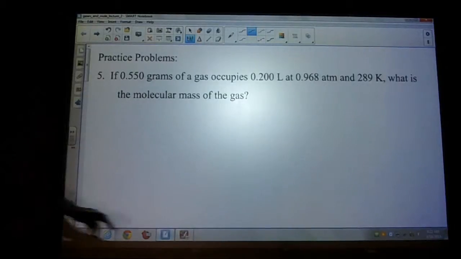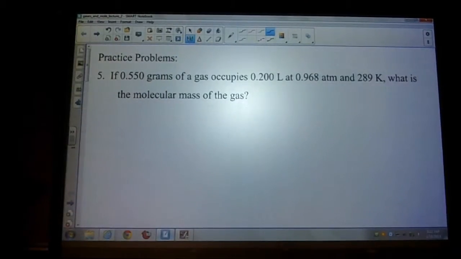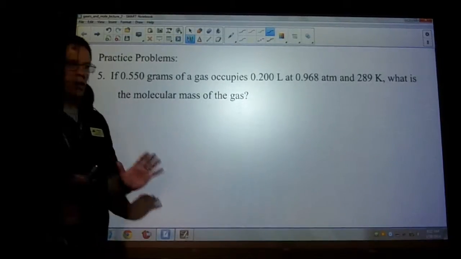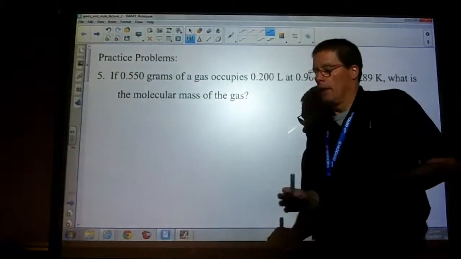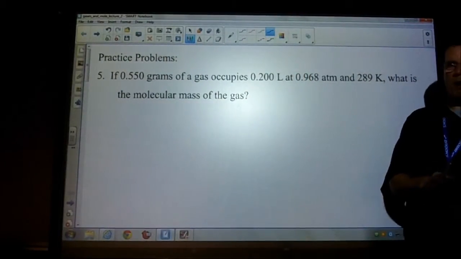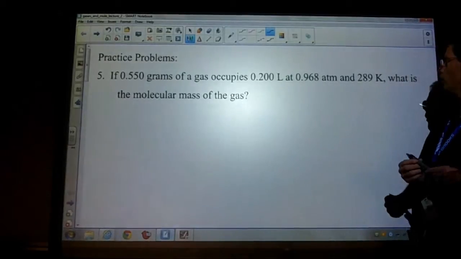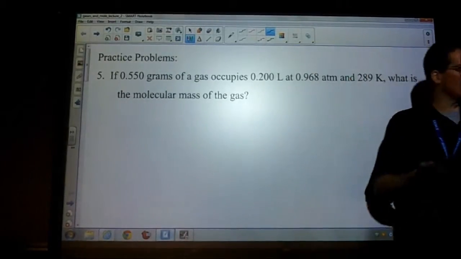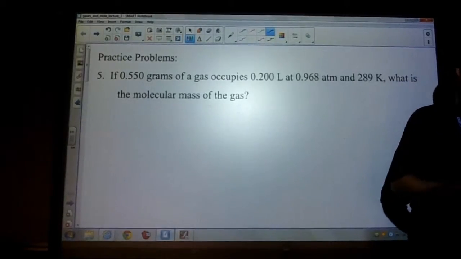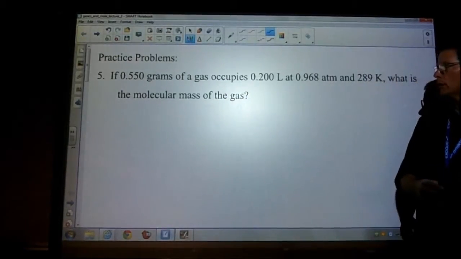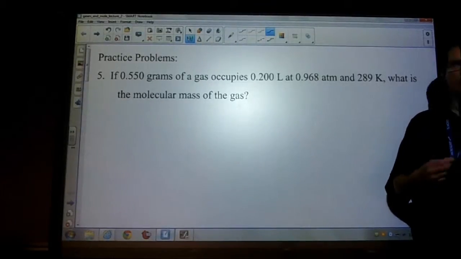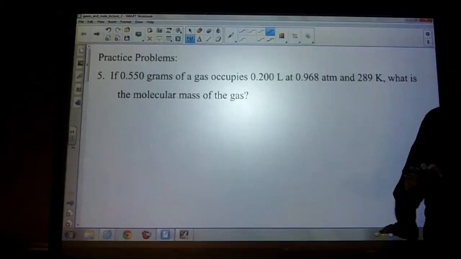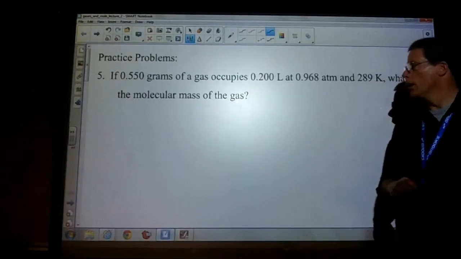All right, so here's the question. It asks, if 0.55 grams of gas occupies 0.2 liters at 0.968 atmospheres and 289 Kelvin, what is the molecular mass of this gas? Now, normally, if you see a mass for the gas, and I've been preaching it the whole time, you normally would change that gram amount into moles. The bad news is we don't know what this gas is, so we can't change the grams into moles. As a heads up, if you look at a problem like this and you're like, he didn't give us a gas, he didn't tell us if it's chlorine or whatever, don't try to change the grams in this case.